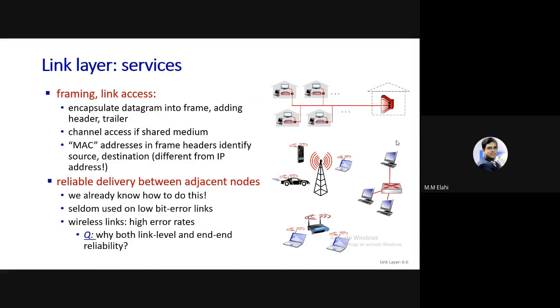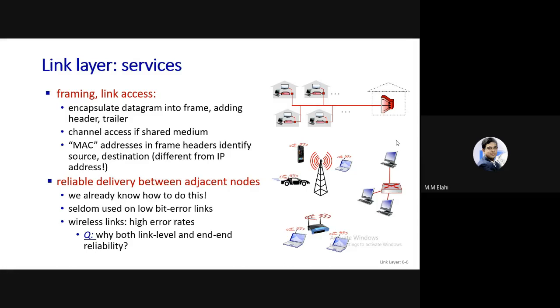There are several services. First one, framing and link access. What the name suggests, framing means the data link layer at the source will receive a packet from the network layer and then encapsulate the packet by adding its own header and trailer, right? So a packet converted to a frame, that is called framing. And then link access. Link access means how the different types of devices can access the link. So framing and link access is the first service.